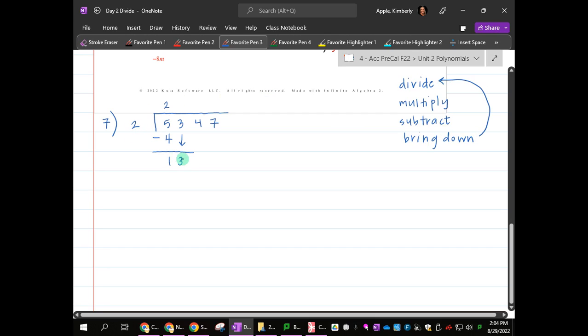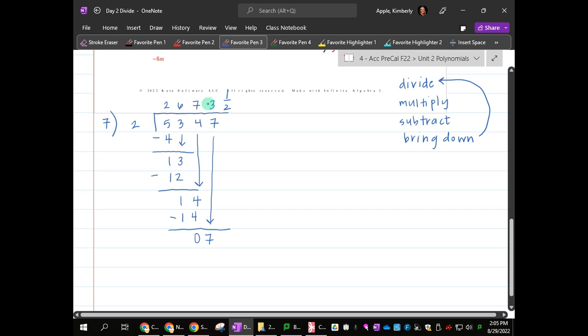2 will go into 13 how many times? 6. 6 times 2 is 12. Now we're on step 3. Subtract. 13 minus 12 is 1, and we're at step 4, bring down the 4. 2 will go into 14 how many times? 7. 7 times 2 is 14. Subtract. 14 minus 14 is 0. Now bring down the 7. 2 will go into 7 how many times? 3 and a half. Beautiful.